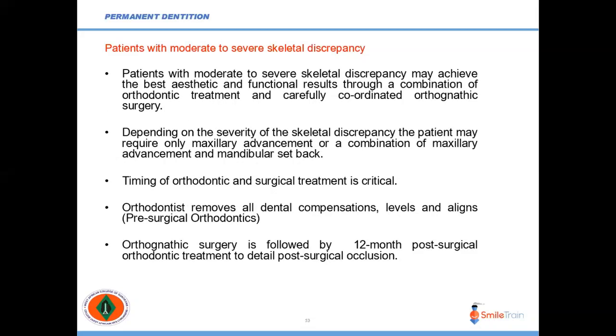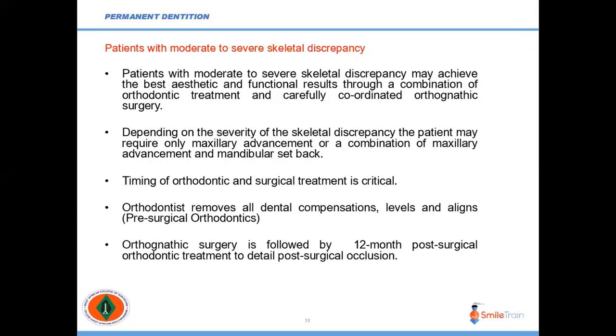By the time you're dealing with a patient that has moderate to severe skeletal discrepancy, you are not working alone. Your best results can only be brought about by working in combination with the oral surgeon. So what is usually required is orthodontic treatment and then carefully coordinated orthognathic surgery or distraction osteogenesis.